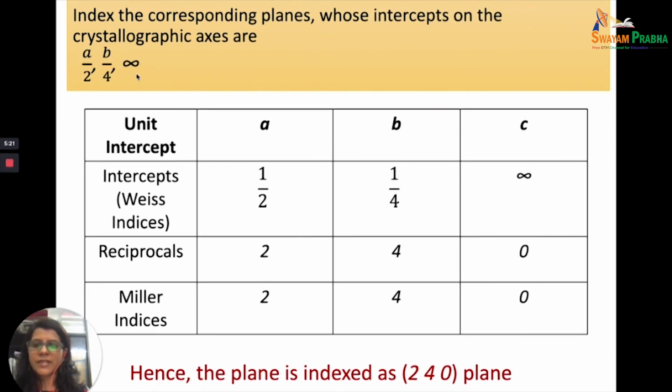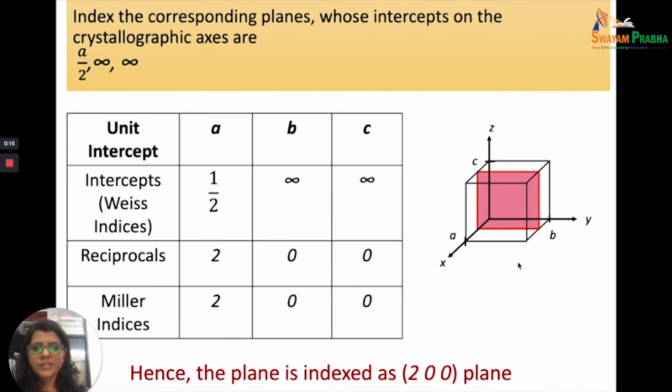Similarly this: a by 2, b by 4, infinity. You write down the Weiss indices 1 by 2, 1 by 4, infinity. You take a reciprocal, you get 2, 4 and 0. And because it is already a clear number, you get 2, 4, 0. Now let's look at this plane. The intercepts are 1 by 2, 1 by 4 and infinity. You take reciprocal, you get 2, 4, 0. So the plane is indexed as the 2, 4, 0 plane.